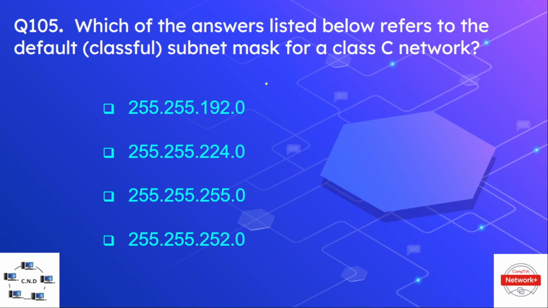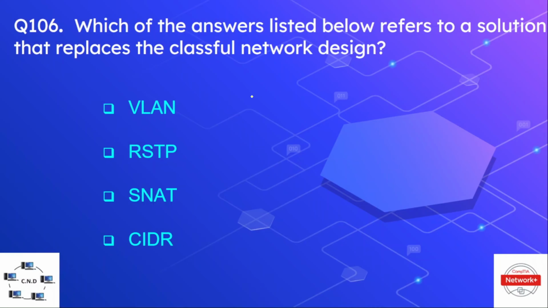Question number 105 is that which of the answers listed below refer to the default classful subnet mask for a class C network? And the options are 255.255.192.0, 255.255.224.0, 255.255.255.0 or 255.255.252.0. And the correct option is 255.255.255.0.